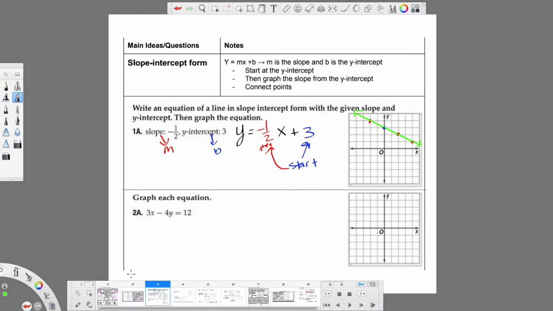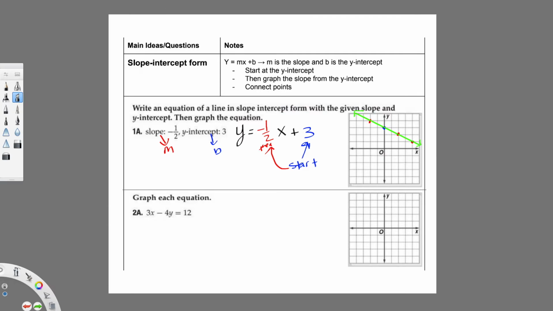Okay, the next piece says graph each equation. So if we want to graph this equation, we can go back to what we were doing before where we had x and y intercepts. Or we could kind of manipulate it into being slope-intercept form. Either way, it works out kind of the same idea. One is not really less work than the other, so it just depends on which method you like better.